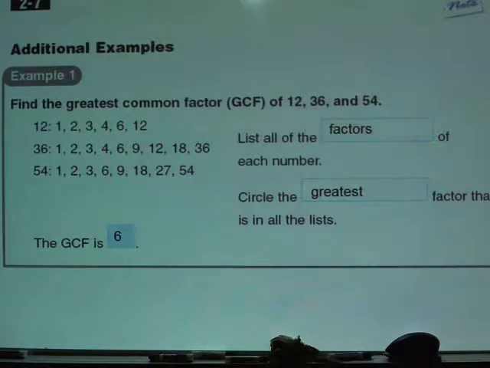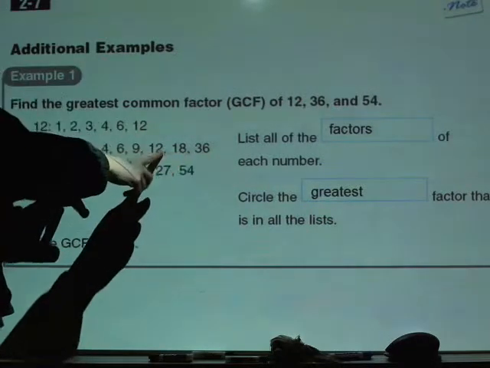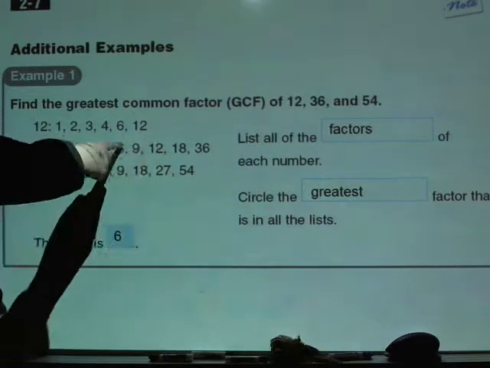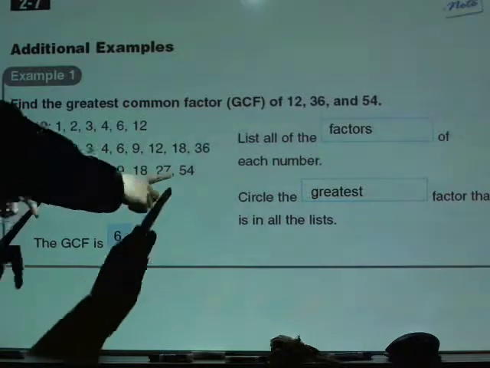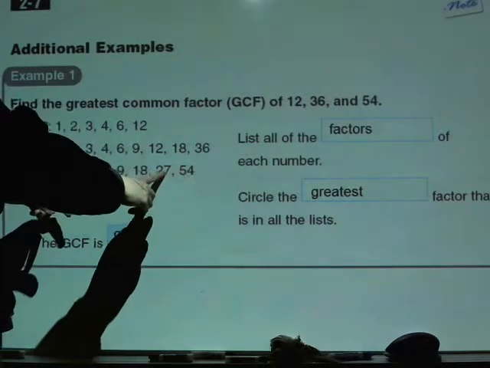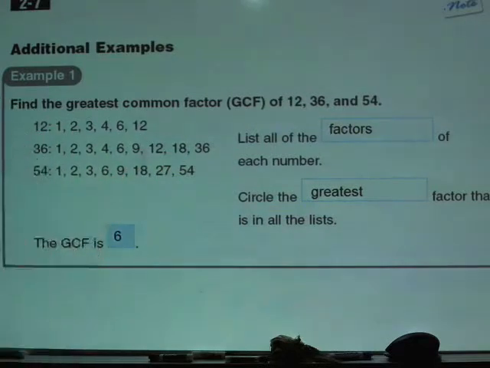All right, the 36 list is a little bit long, but it's not really all that difficult because it is a small number. 1 and 36, 2 and 18, 3 and 12, 4 and 9, and of course 6 with itself, because 6 times 6 makes 36. And then for 54, 1 and 54, 2 and 27, 3 and 18, and 6 and 9. Of course, all those pairs there multiply together to make 54. Okay, so you've got lists of factors now.